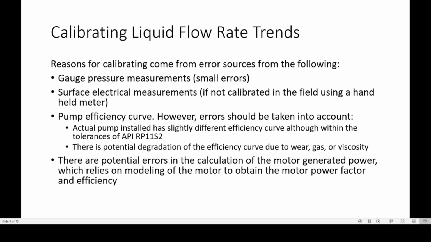The actual pump installed has a slightly different efficiency curve, although within the tolerances of API RP11S2, and there is potential degradation of the efficiency curve due to wear, gas, or viscosity. There are potential errors in the calculation of motor-generated power, which relies on modeling of the motor to obtain the motor power factor and efficiency.